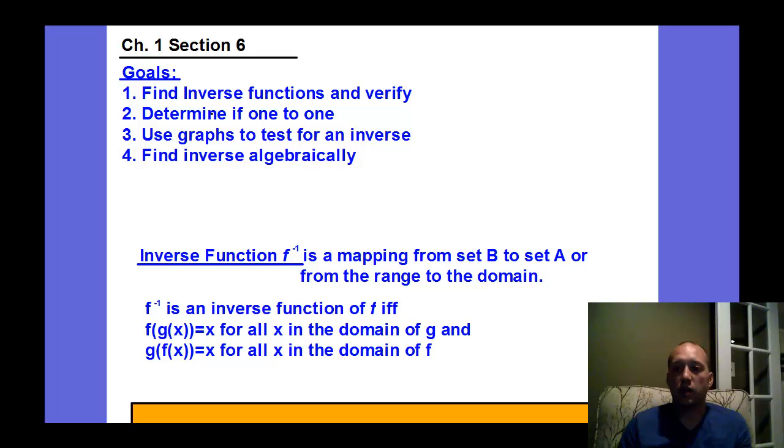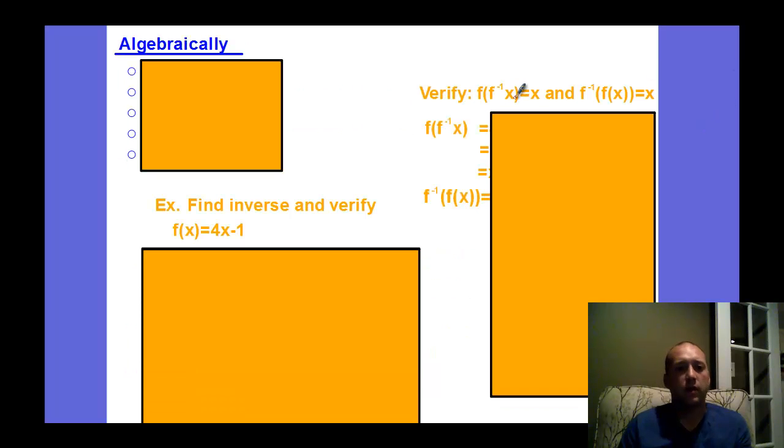And so a key word here is verify. You need to complete this right here whenever you see the word verify. That key word, verify, says you should do the composition both ways to show that they are inverses. So really all we're doing is taking the range and the domain and flipping spots.